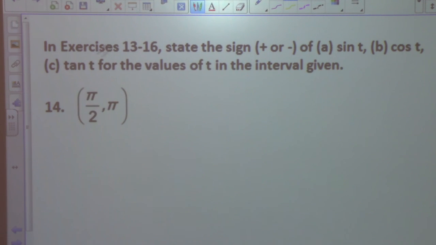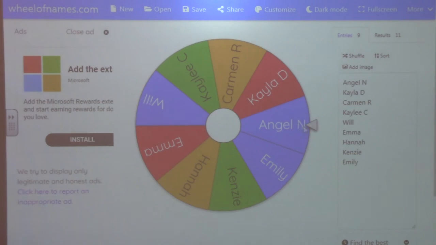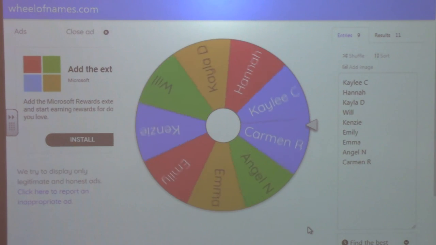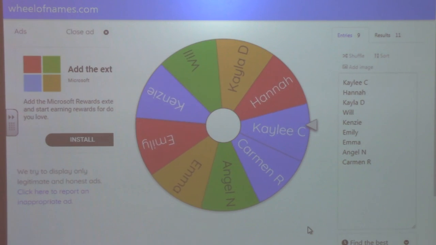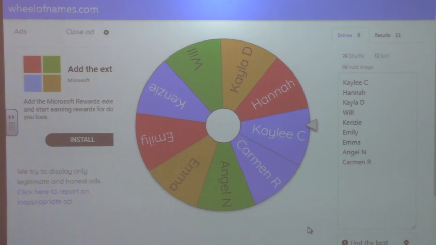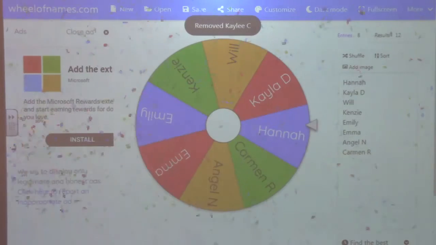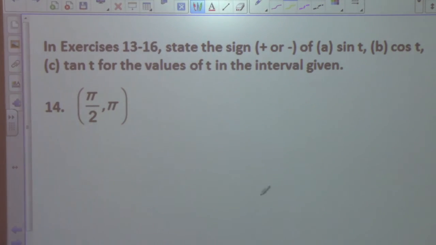Okay, I'm going to pick on somebody for number 14. I'm not going to be able to do it. No? Well, let me just ask you, I want to work with Kaylee a little bit. Which quadrant is this in here? Second quadrant. So quadrant 2, right?